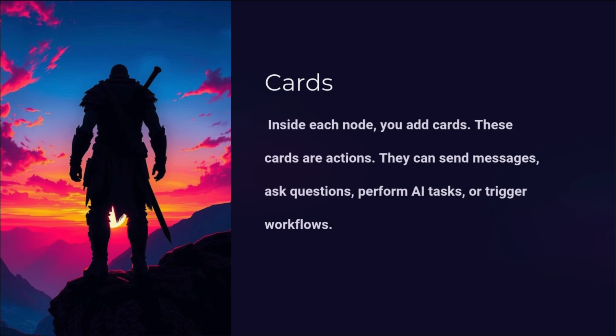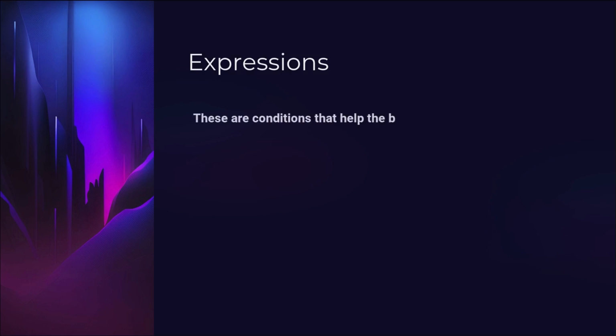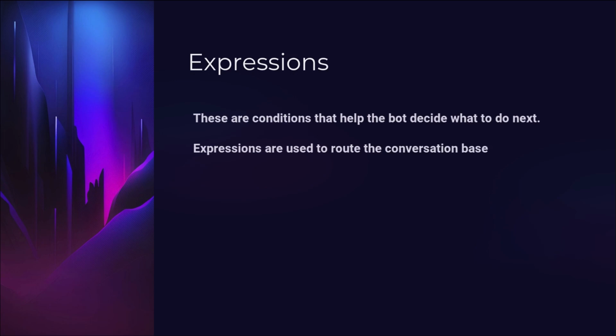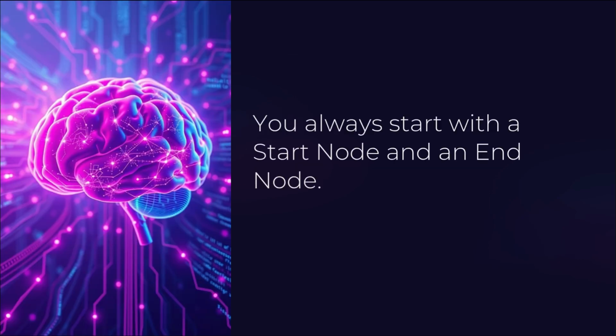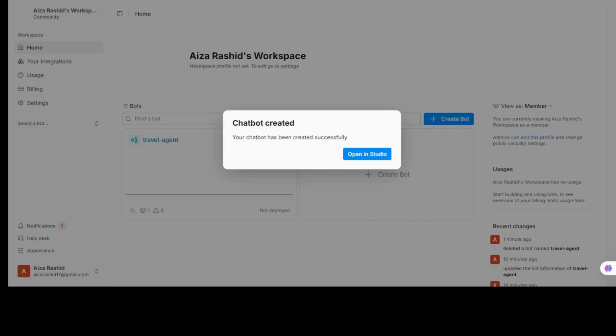And then there are expressions. These are conditions that help the bot decide what to do next. Expressions are used throughout the conversation based on user input, much like if-else logic. You will always start with a start node and end with an end node. Let's now build our flow.